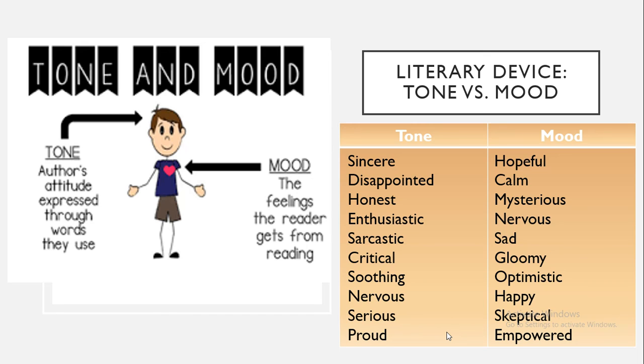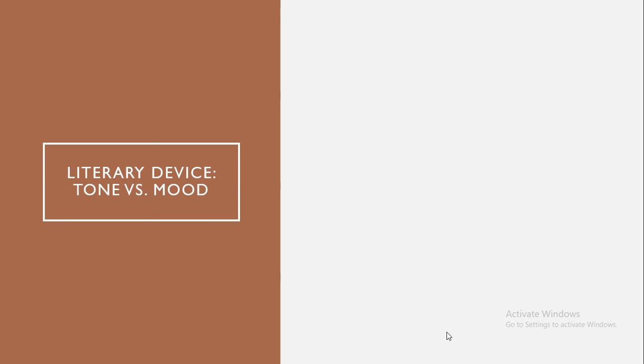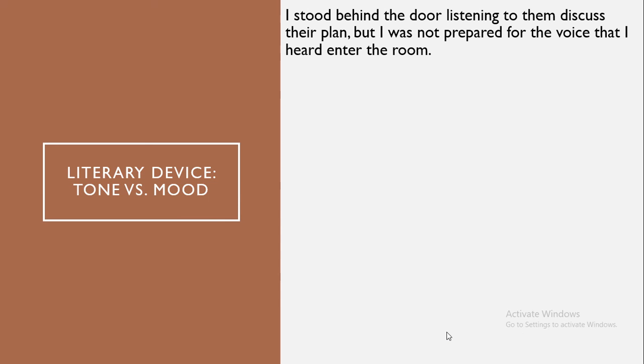And so let's do some quick practice with tone versus mood before we're released for our independent practice for today. I'm going to show you a few sentences, and I want you to tell me what you think the tone is, and then what you think the mood is. So, what do you think was going through the author's mind and how they were feeling, and then how do you think the reader is supposed to feel, and how do you even feel as the reader when you see that sentence? So, going into our first one: I stood behind the door, listening to them discuss their plan, but I was not prepared for the voice that I heard enter the room.